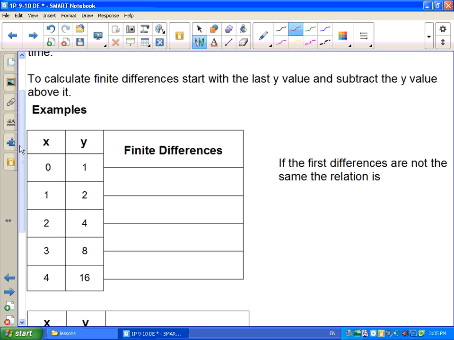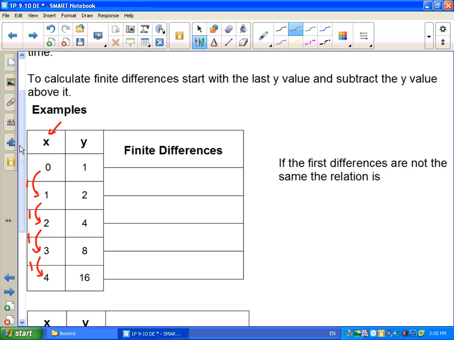Here's how we would calculate finite differences if we've got a table of values. First thing we look at is, in our independent variable, so our x, is that going up by the same amount each time? Well, let's see, it goes from 0 to 1, so it goes up by 1, then it goes up by 1 again, then it goes up by 1 again, then it goes up by 1 again. So yes, our independent variable is going up by the same amount each time.